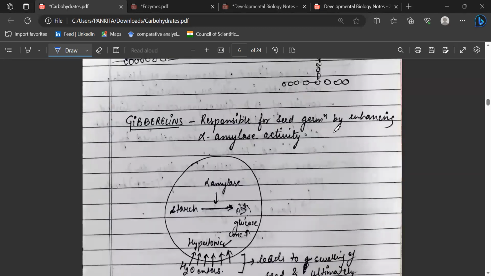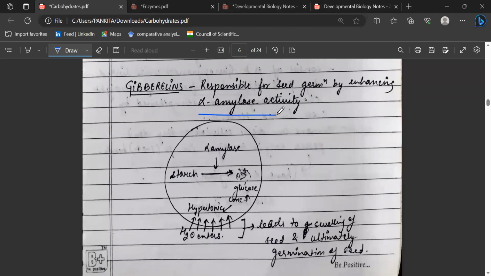Gibberellins are responsible for seed germination because they enhance the alpha amylase activity. What happens is, through the action of alpha amylase, starch is converted to glucose. When the concentration of glucose is high inside the cell, the seed, it creates a hypertonic solution due to which water enters, and it leads to the swelling of the seed and ultimately germination of the seed occurs.